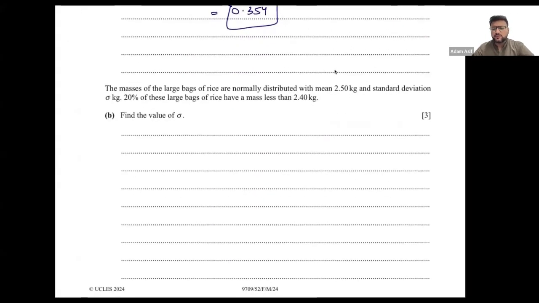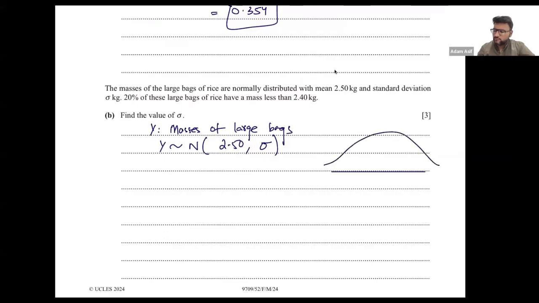Now part B. The masses of the large bags of rice are normally distributed with mean 2.5 and standard deviation sigma. 20% of these large bags of rice have a mass less than 2.4 kg. Find the value of sigma. So now let's say Y represents masses of large bags. This also follows a normal distribution with a mean of 2.5 kg and the standard deviation is sigma. So if I draw a bell curve, the mean is 2.5 kg.